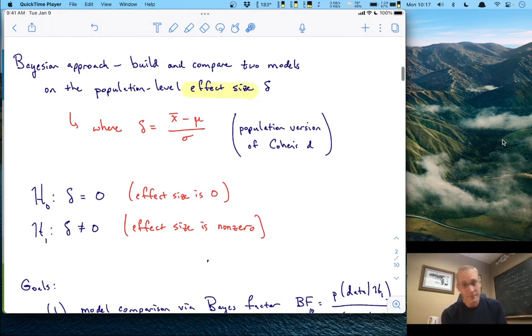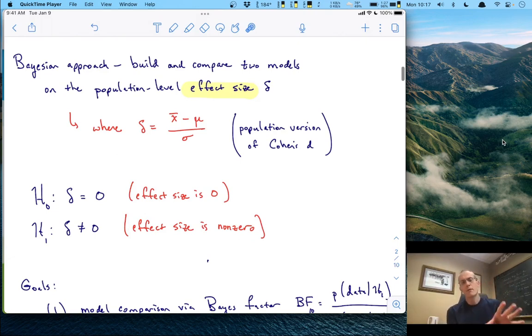Remember Cohen's d. Well, what the Bayesian t-test is going to do is consider a couple of models on this effect size. The first model, the null model, is going to say that effect size delta is equal to 0. That is, there was no difference, no observed effect after the treatment. On the other hand, the alternative hypothesis would be that this hypothesized population level effect size delta is not equal to 0. That is, that the effect size is non-zero.